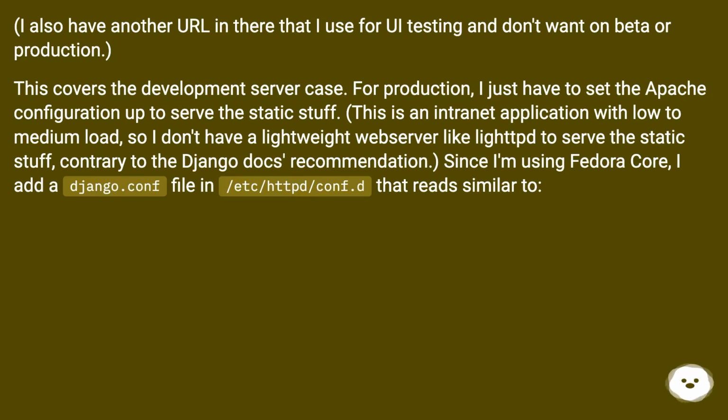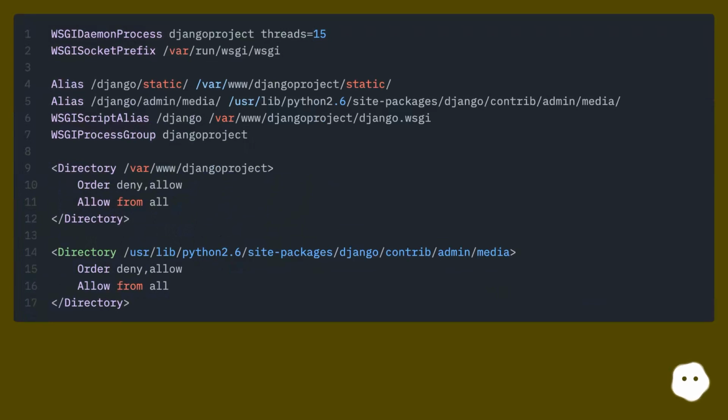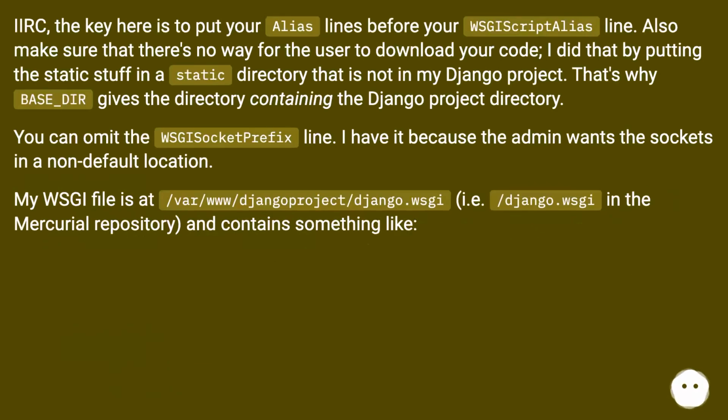Since I'm using Fedora Core, I add a django.conf file in /etc/httpd/conf.d that reads similar to. The key here is to put your alias lines before your script alias line. Also make sure that there's no way for the user to download your code. I did that by putting the static stuff in a static directory that is not in my Django project. That's why base_dir gives the directory containing the Django project directory.